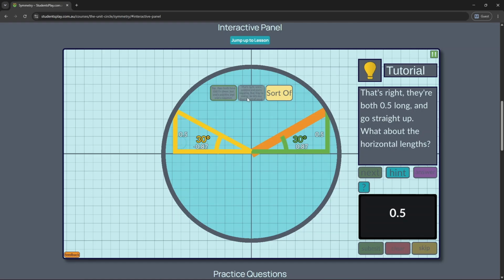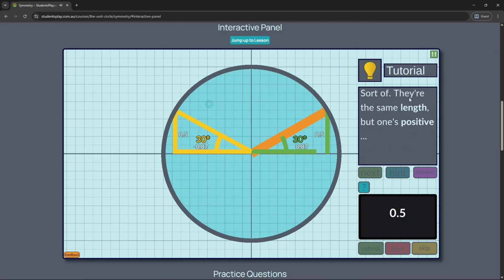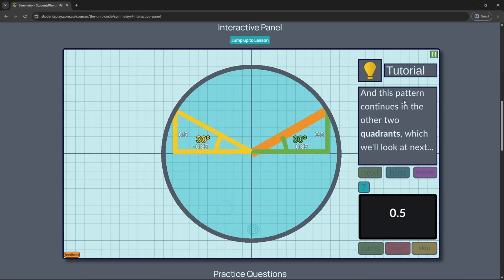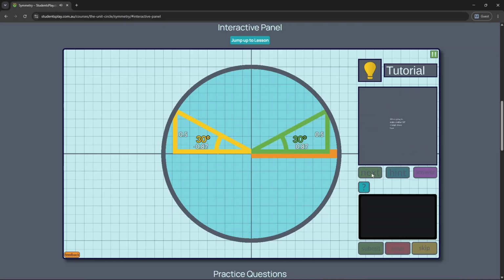But they are sort of similar, so let's just say they're sort of equal. They're the same length, but one's positive, this one, and one's negative. But the vertical lengths were the same length and the same direction, which is why they're exactly the same. This pattern continues in the other 2 quadrants, which we'll look at next.